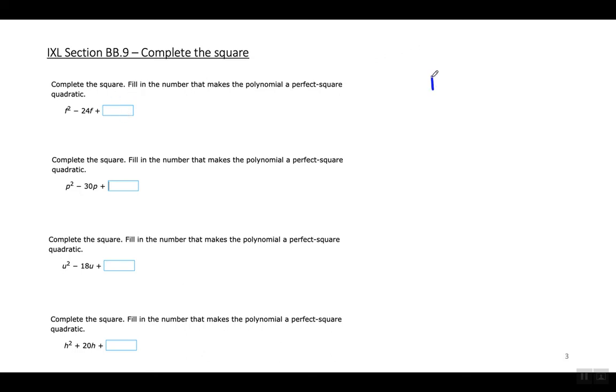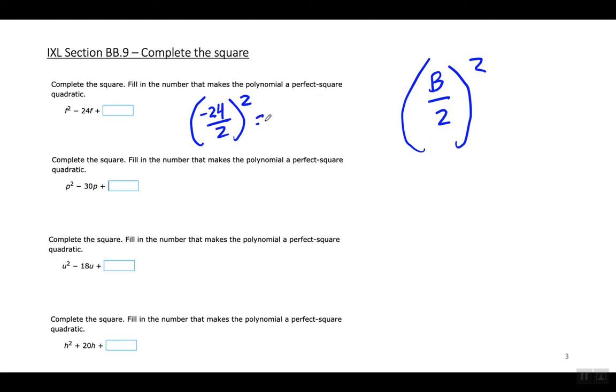So again, to complete the square, you got to get whatever b is divided by 2 and square it. In this example, b is negative 24. So negative 24 divided by 2 and square it. Negative 24 divided by 2 is negative 12, and negative 12 to the second power is going to give you 144.